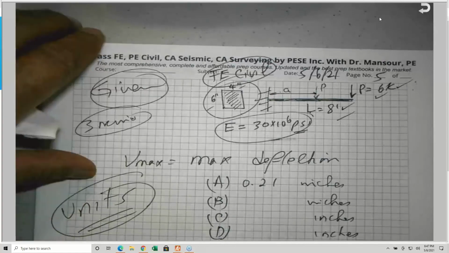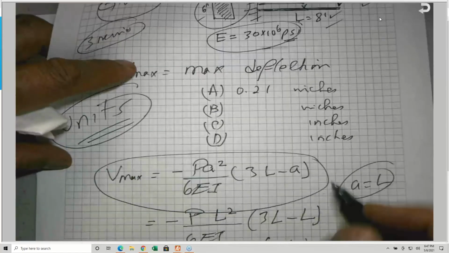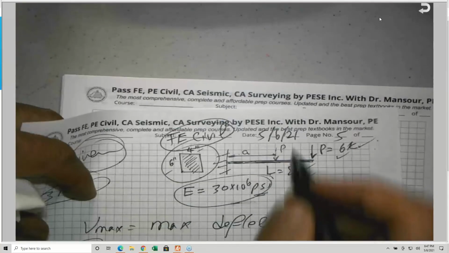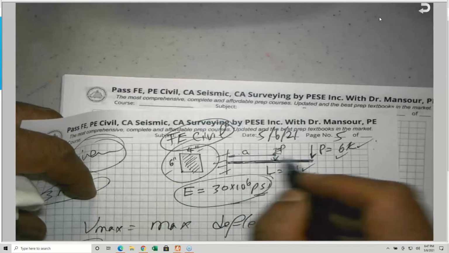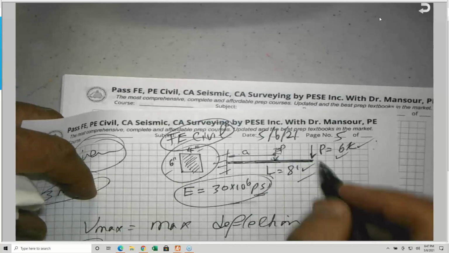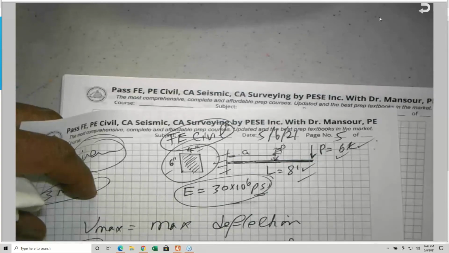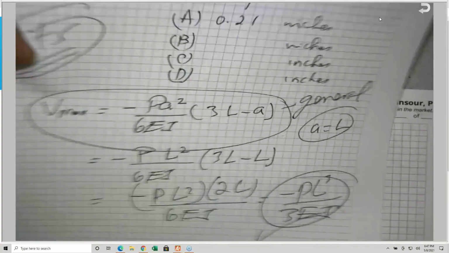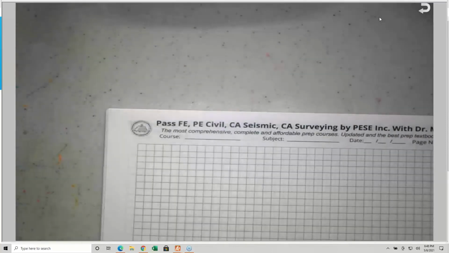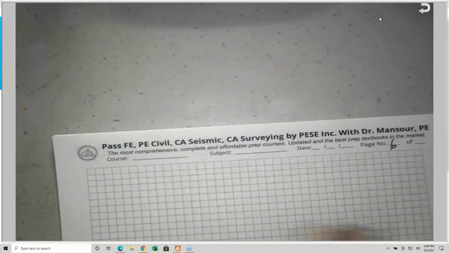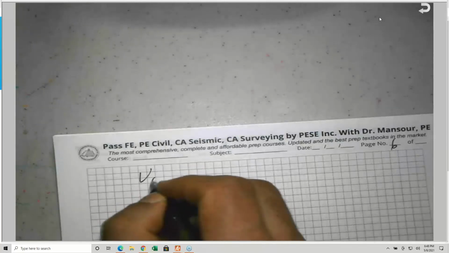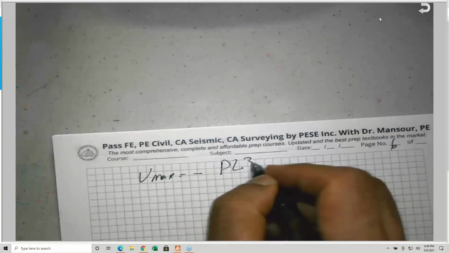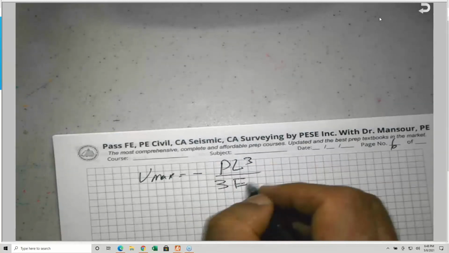So first of all, I need to decide which equation should be used. This is the general equation, and we do have the case where the load is acting at the free end of the beam, so A is equal to L in this case. So we came up with P L cubed divided by 3 EI. So the Vmax is equal to negative P L cubed divided by 3 EI.